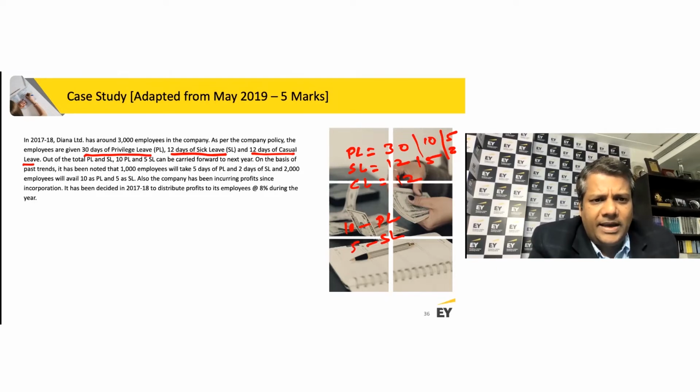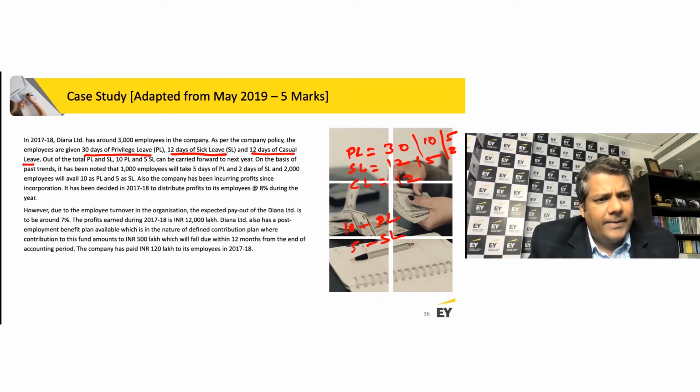Also, the company has been incurring profits since incorporation. It has been decided in 2017-18 to distribute profits to its employees at the rate of 8% during the year. However, due to employee turnover in the organization, the expected payout of Diana Limited is to be around 7% instead of 8%. The profits earned during 17-18 is INR 12,000 lakh.